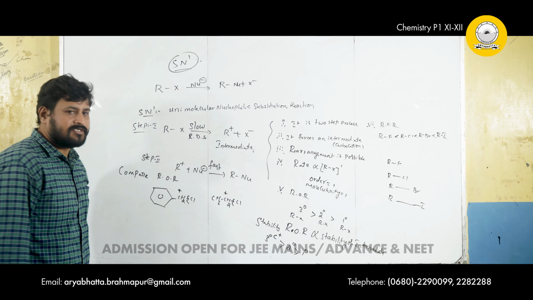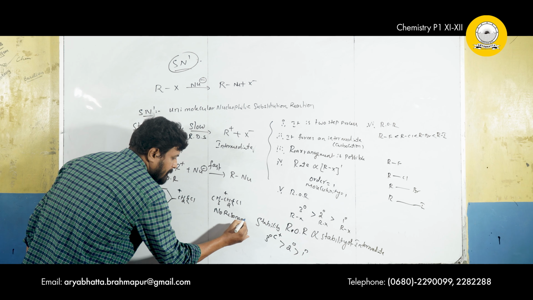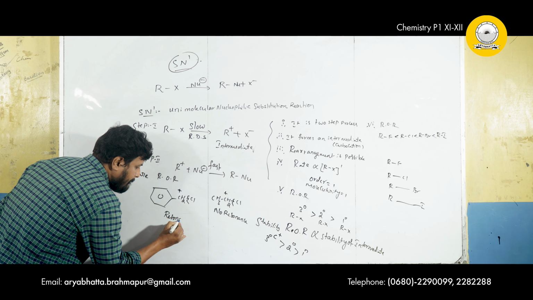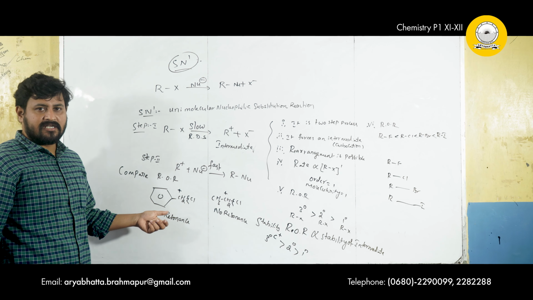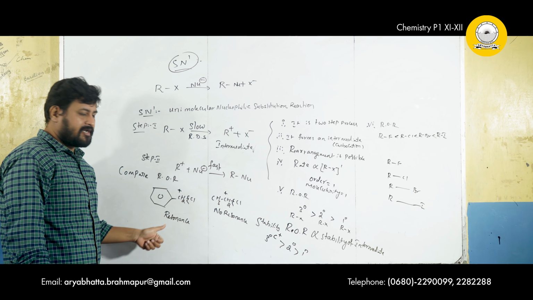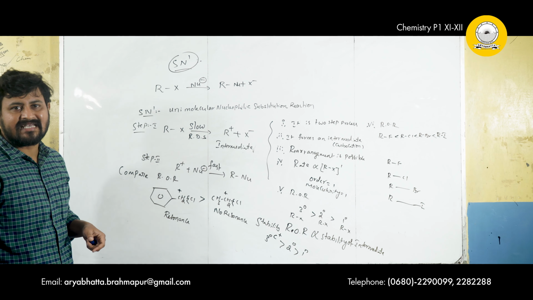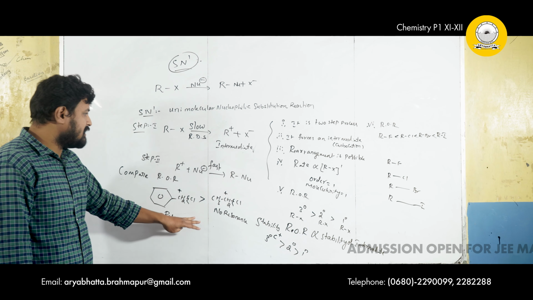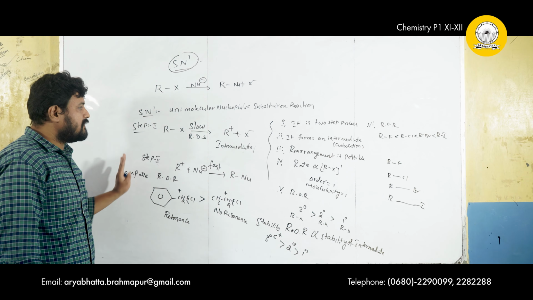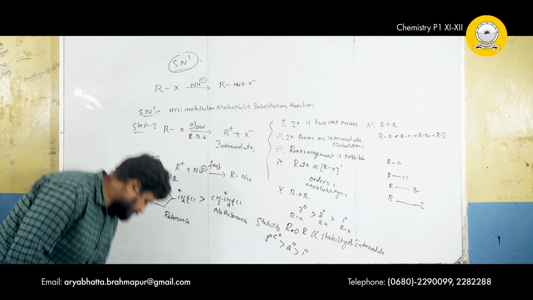According to GOC, here there is no resonance. Here resonance is there. According to GOC, which is more stable: here no resonance, here resonance. When resonance exists, there is more stability and more rate of reactivity towards the SN1 mechanism. Okay, this is how we can compare the rate of reactivity, and this is the first important part of the SN1 mechanism. Okay, next.